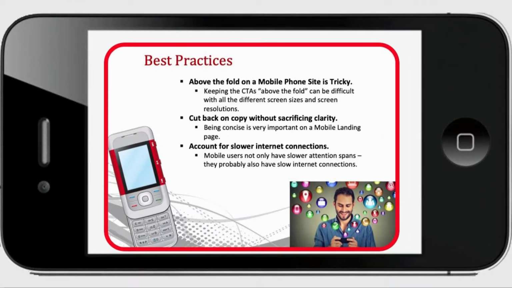You want to keep everything above the fold on a mobile phone site, and this is kind of tricky. Keeping the CTA above the fold can be difficult with all the different screen sizes and screen resolutions. You want to cut back on copy without sacrificing clarity. Being concise is very important on a mobile landing page. Account for slower internet connections. Mobile users not only have shorter attention spans, they probably also have slow internet connections.